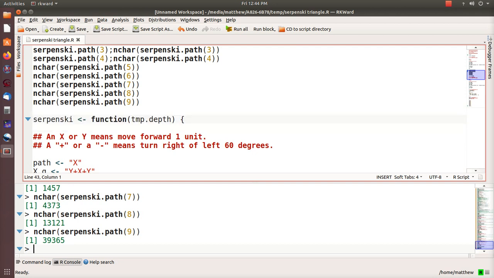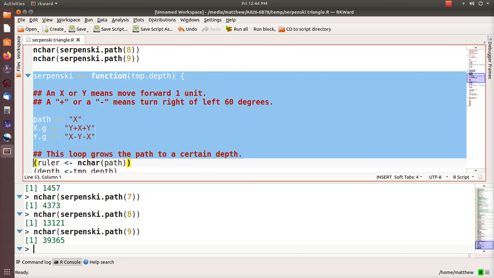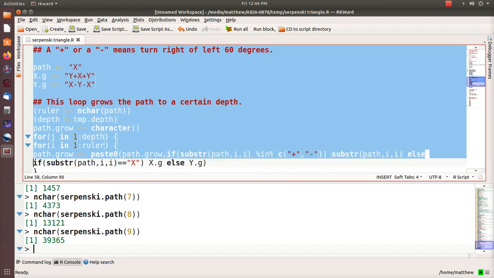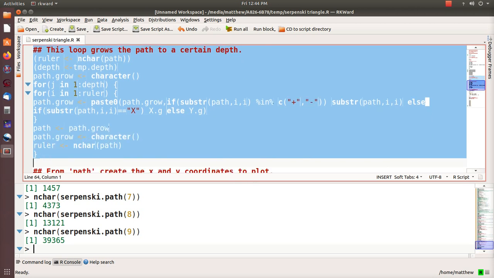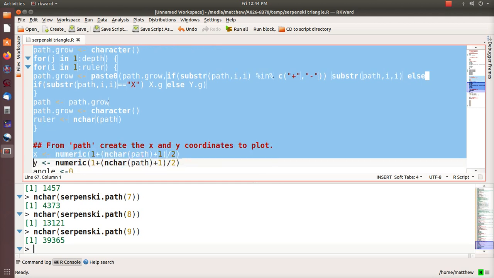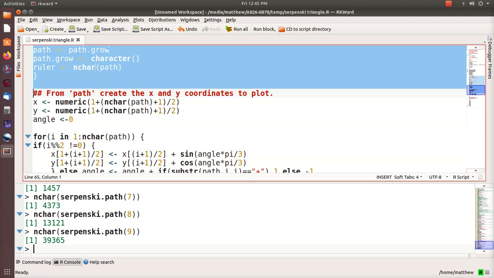So this is the function that is exciting here, the Sierpinski function. And the first part of it is literally growing the path to the right depth. So we create this character string of functions. Well, to us they're functions. It's X's and Y's and pluses and minuses. And then we have to take those and convert them to XY coordinates.